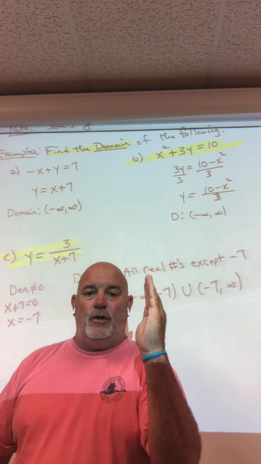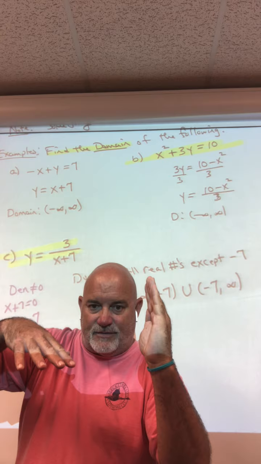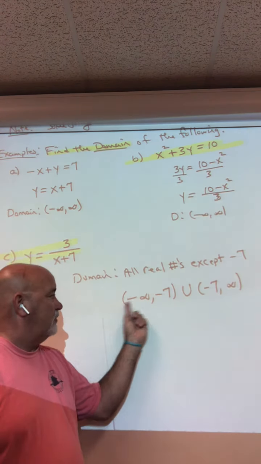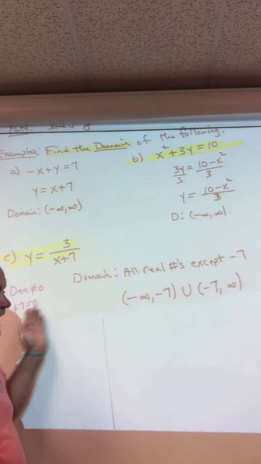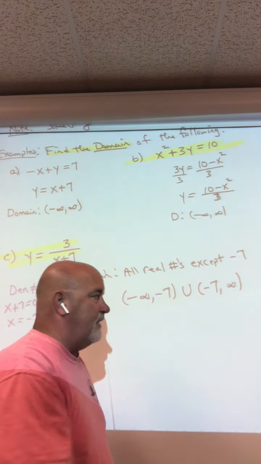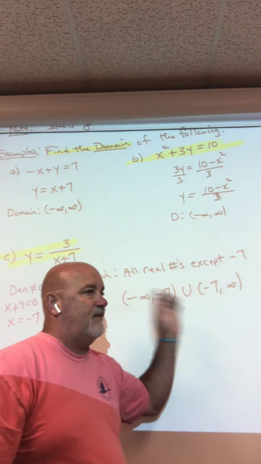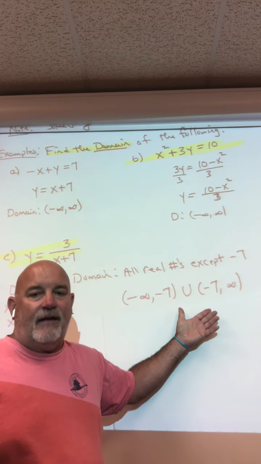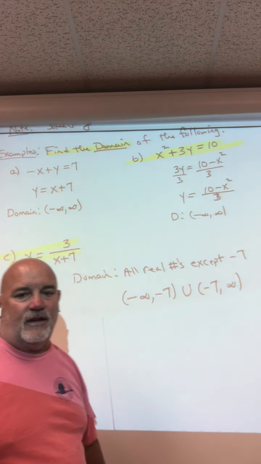Well, what can you use? Everything on the left of negative 7, everything on the right of negative 7. All the numbers to the left of negative 7 is negative infinity up to negative 7. All the numbers on the right of negative 7 is everything from negative 7 and going on forever. This is a mathematical way of saying everything except negative 7.